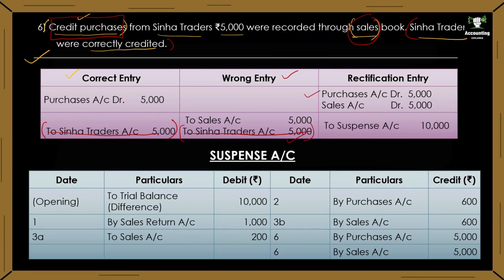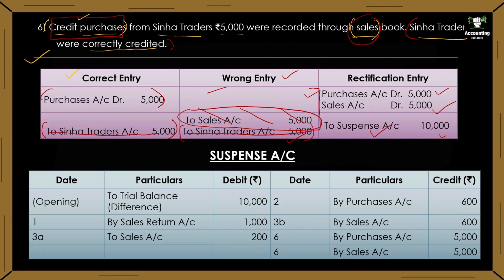Next, purchases account is debited in the correct entry, but no such entry is passed in the wrong entry. So we have to debit purchases account. Purchases account debit rupees 5,000. Next, in the wrong entry, sales account is credited, which is wrong. How will you cancel the credit? By debiting it. So sales account has to be cancelled by debiting it. Sales account debit 5,000. Now, what did I tell you? If the wrong entry's debit and credit totals do not tally, we have to open a suspense account. So this has to be transferred to the suspense account and the amount is rupees 10,000.